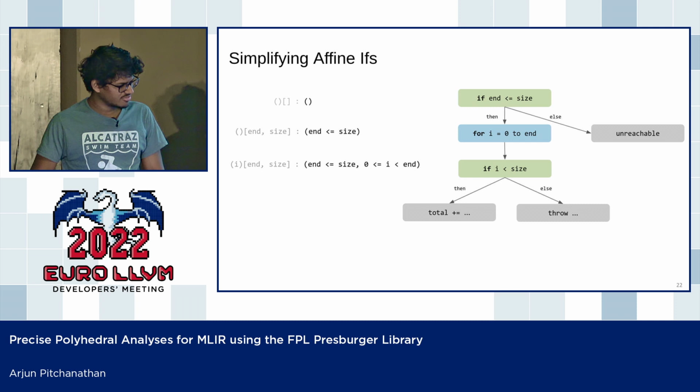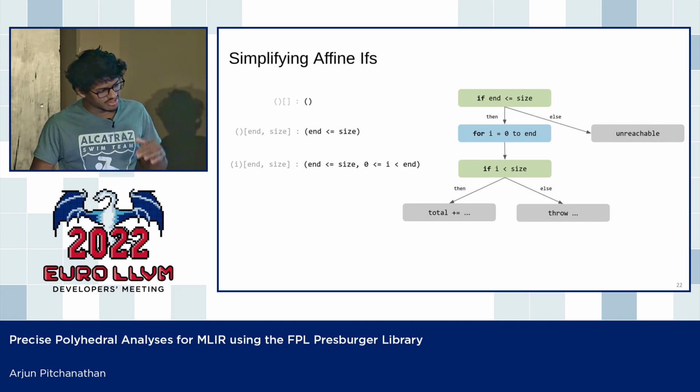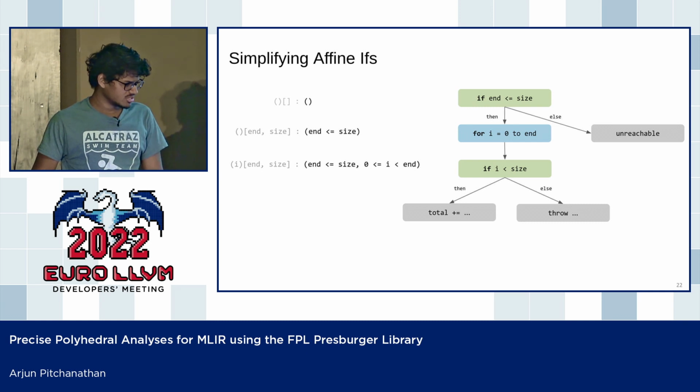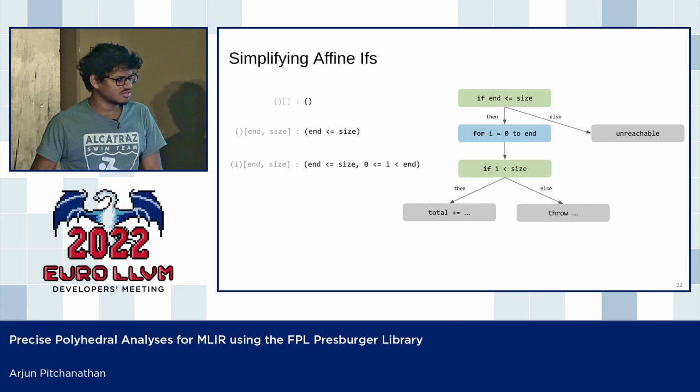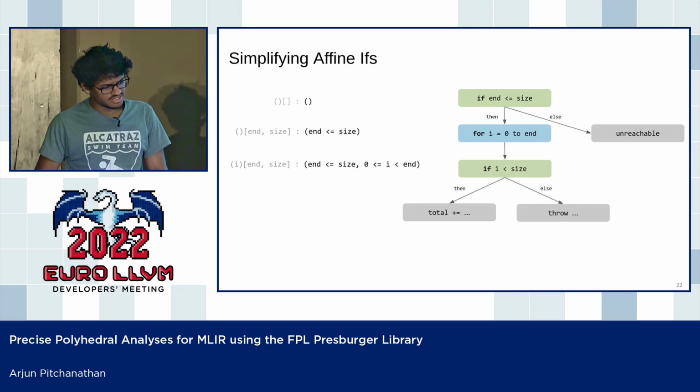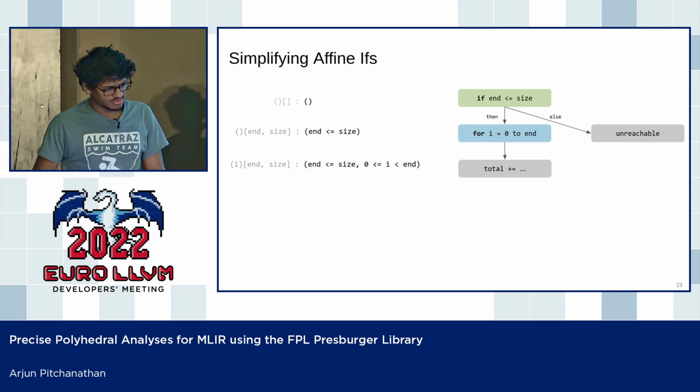So now whenever I encounter an if condition, I try to simplify the condition given that the context holds. In this case, I have a context saying n less equal to size and 0 less equal to I less than n. And now I will try to simplify the constraint I less than size. Given this context, you can see that I being less than size is trivial. It always is the case. So you can simplify away this condition entirely and just have the total plus equal to.